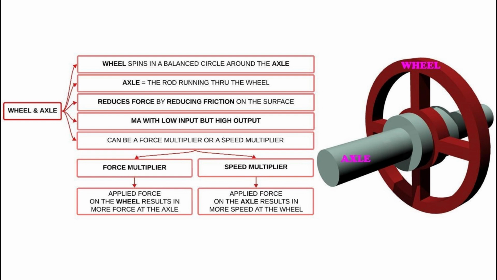It can be either a force multiplier or a speed multiplier. If it's a force multiplier, the applied force on the wheel results in more force at the axle. If it's a speed multiplier, the applied force is at the axle and results in more speed in the wheel.